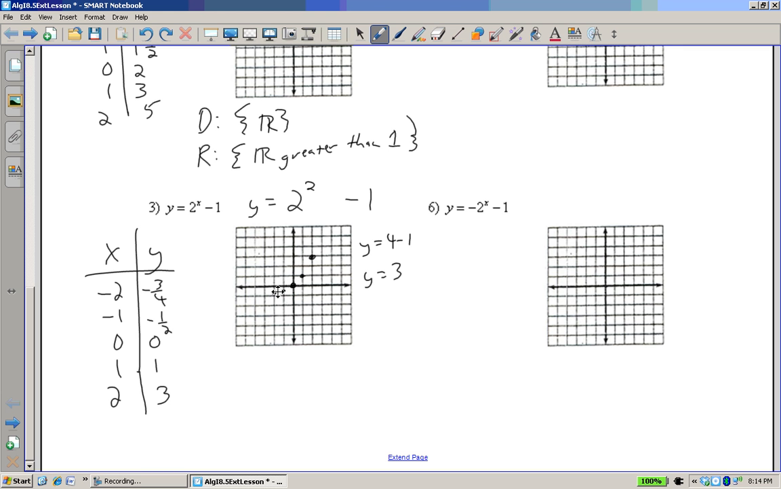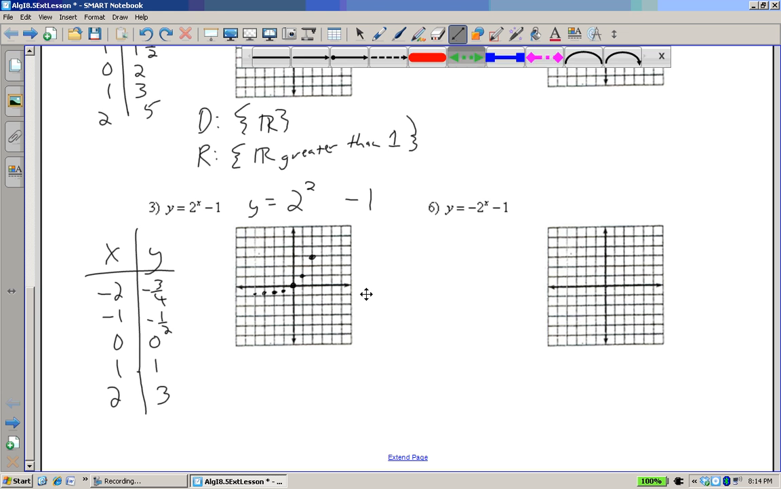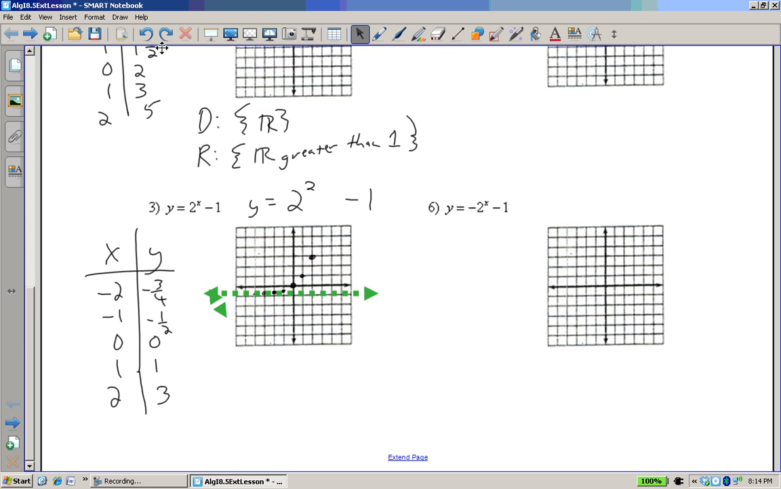Now, this would be -3/4, then -7/8, then -15/16. Very, very, very close. So you can see this asymptote starting to develop here at -1, y equals -1. Go ahead and sketch your horizontal asymptote. Right there at y equals -1.